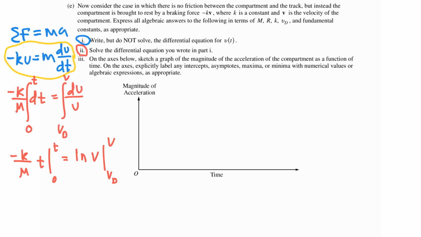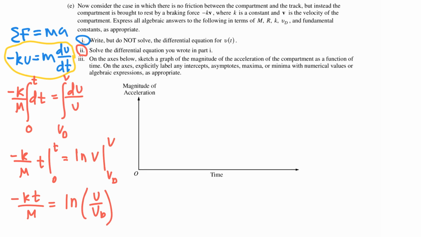And so when I evaluate both sides of this equation at the two endpoints, I'm going to get on the left-hand side minus kt over m minus 0, and so I won't write that term, is equal to the natural log of v minus the natural log of vD. And so the natural log of a minus the natural log of b is the natural log of a over b. And so I'm going to write the natural log of v over vD.